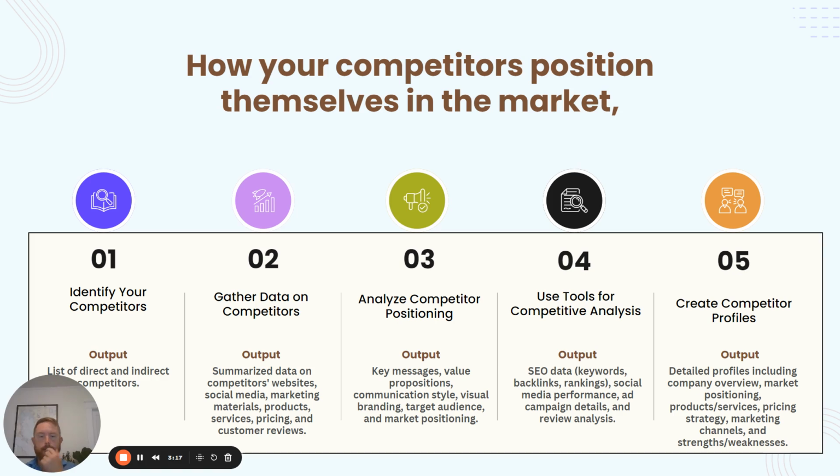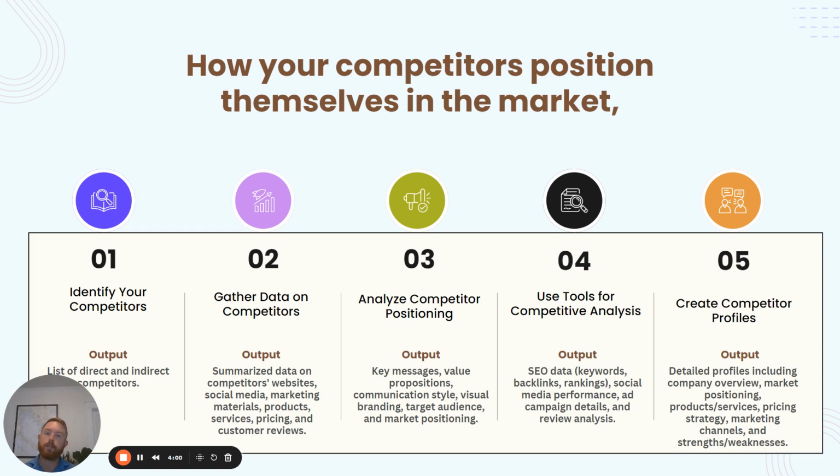So here is my 8 step rule to perform a competitive analysis on the question of how your competitors position themselves in the market. Firstly, step 1, identify your competitors. Start by identifying your direct and indirect competitors. Direct competitors offer similar products or services to the same target audience, whereas indirect competitors offer different products or services that satisfy the same customer needs or solve the same problems. So it's important to do both. Your output from this step should basically be an Excel sheet: direct competitors, indirect competitors.